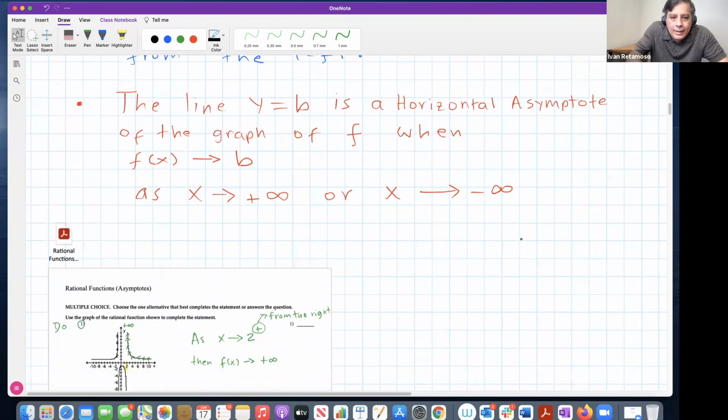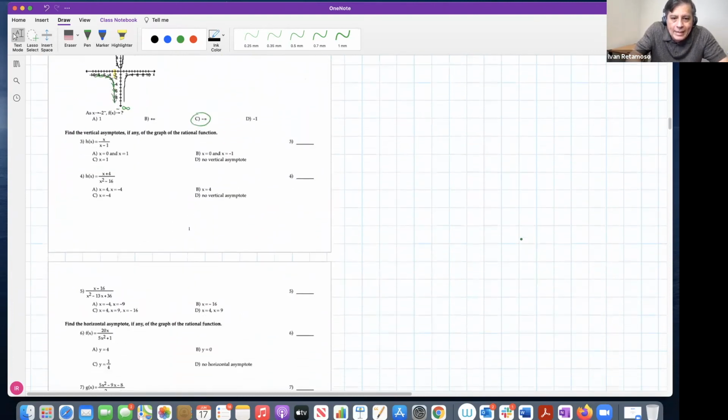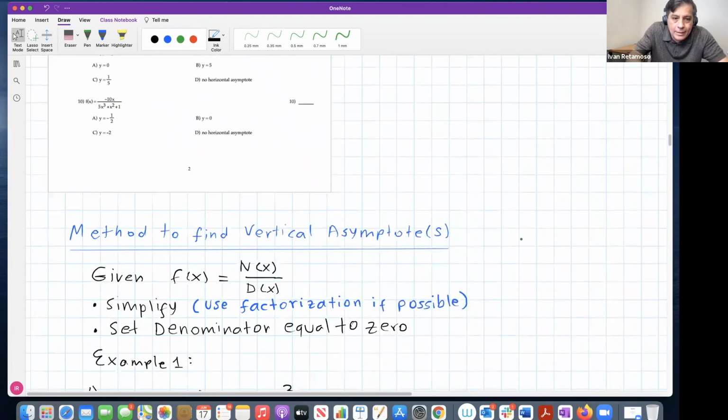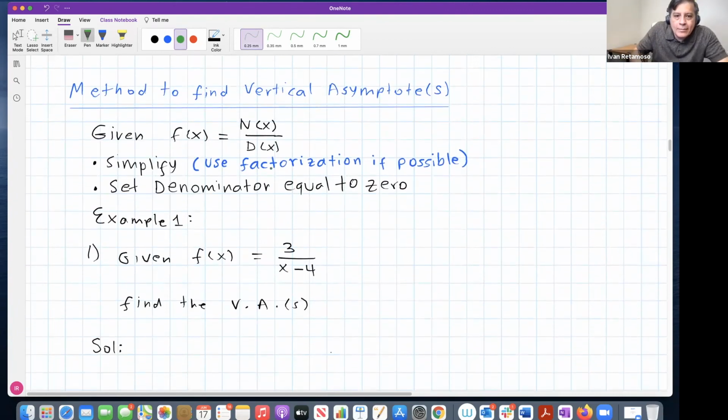Okay, great. So now I'm going to tell you how we can computationally find those vertical asymptotes first, and then I will tell you how to find the horizontal asymptotes. Let's start with the vertical asymptotes. Method to find vertical asymptotes of these rational functions: 2 steps. First step, very important, simplify your rational function the way you learned in previous courses. Use factorization if possible. Factorization helps to simplify.